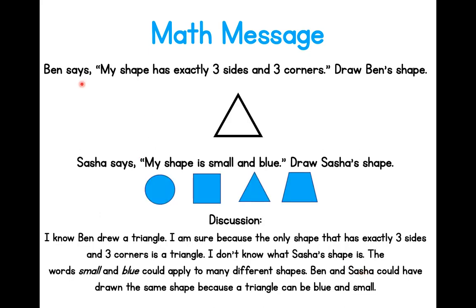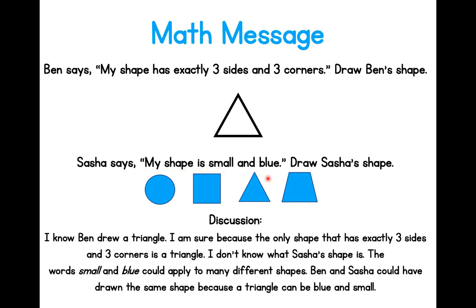So going back to Ben's shape. Ben said that his shape had 3 sides and 3 corners. Well, I went ahead and drew this shape. Maybe you drew a shape that looks just like this one. That's right, it's a triangle. A triangle has 3 sides and 3 corners. Moving to Sasha's shape, she said that her shape was small and blue.